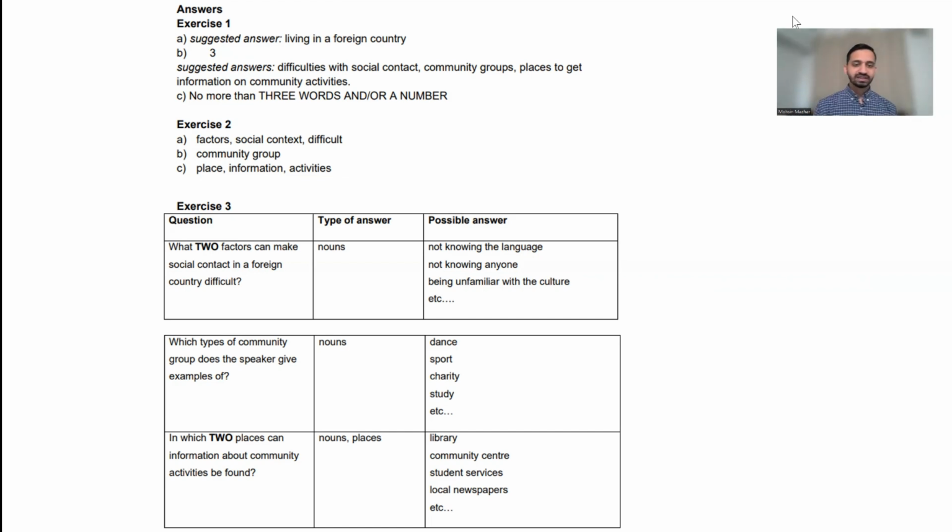In which 2 places can information about community activities be found? Where will you go to get the information? It should be places, right? So it's a noun. What type of noun? It should be places. So you could go to library, community center, student services, local newspaper, etc.